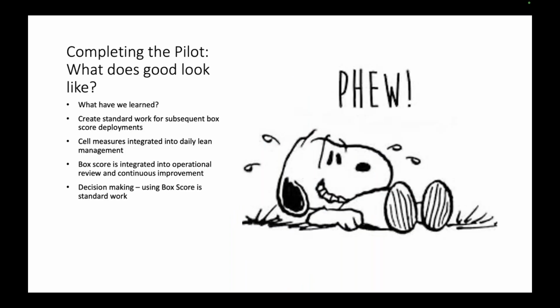So when you get through all that, your pilot's done, okay? What does good look like in terms of a pilot? What have we learned? Do we have standard work built that can be applied for subsequent box score deployments? Are the cell measures in the pilot integrated into daily lean management? Is the box score integrated into operational review and continuous improvement? And are we using the box score for basic business decision standard work? Now, you don't have to do every single decision, but some basic decisions.